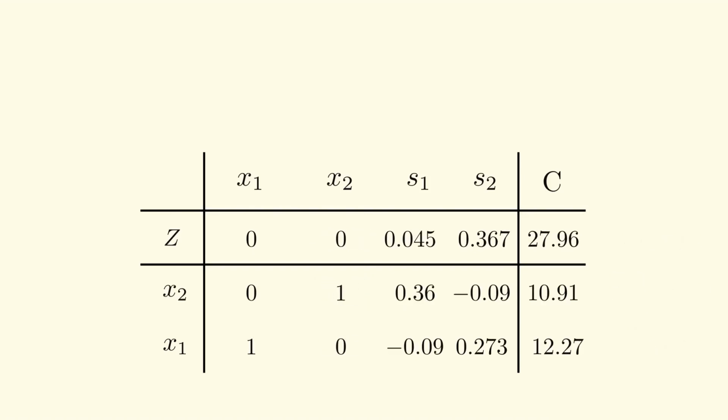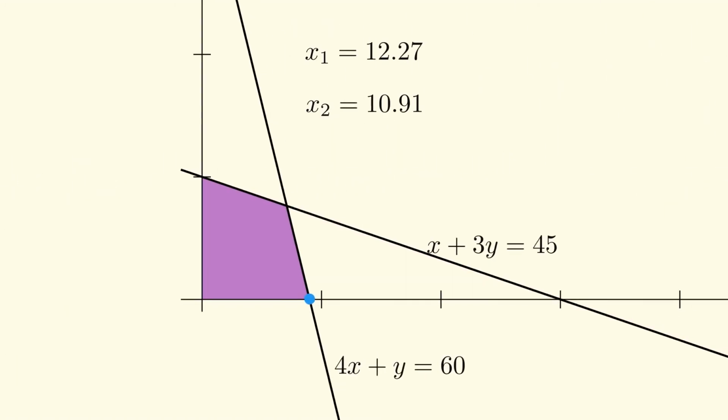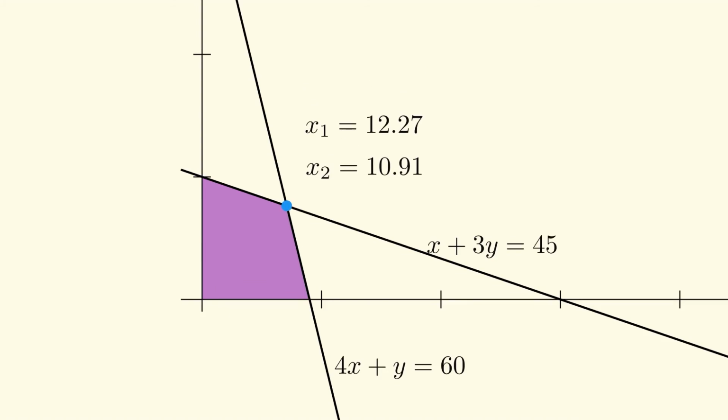Now, after all this, none of the coefficients in the objective equation are negative, and hence there is no variable whose value we can change to improve the objective function. So this last table is optimal, with the optimal solution being x1 equals approximately 12.27 and x2 equals approximately 10.91. We have a solution. And in fact, these are the coordinates of the optimal solution obtained by the graphical method. Which makes sense because we should get the same optimal solution irrespective of the method. And that's it. We can now solve really big linear problems very efficiently.